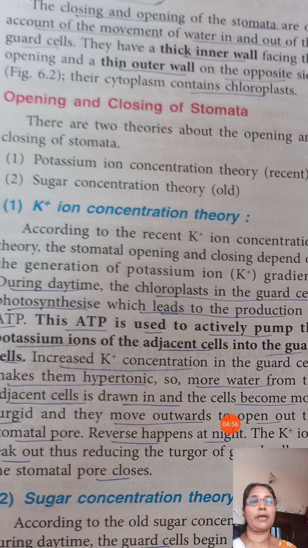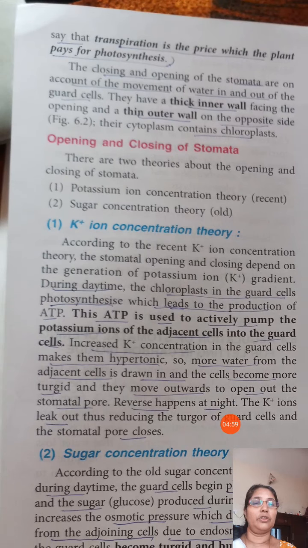What is the potassium ion concentration theory? During the daytime, the chloroplast in the guard cell undergoes photosynthesis, which leads to the production of ATP. You know that the guard cells contain chlorophyll, so when sunlight falls on it, it can produce glucose, an energy rich substance. On oxidation of glucose, you know that ATP will be produced.